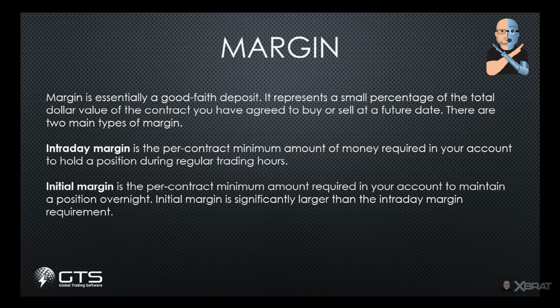So intraday margin is the per contract minimum amount of money required in your account to hold a position during regular trading hours, and we're going to go through some examples. Also, initial margin is the per contract minimum amount required in your account to maintain a position overnight. So initial margin is significantly larger than the intraday margin requirement because it is riskier for you to carry that trade over to the next session, because there could be a gap and the broker needs to cover that risk.